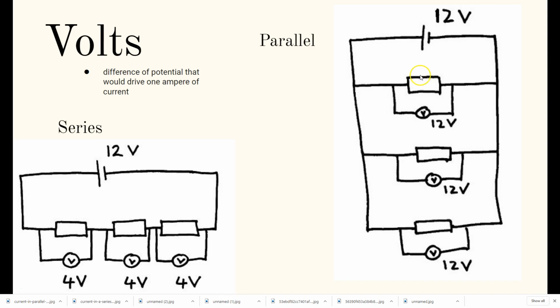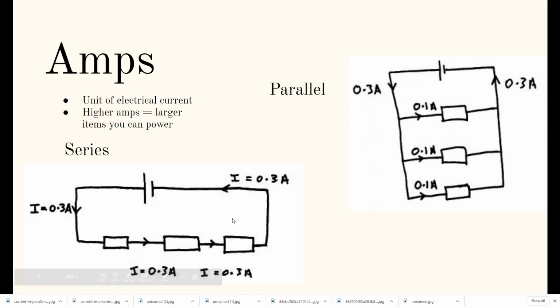Now in parallel, this is where it gets kind of convenient. So maybe I have a whole bunch of 12-volt motors that I need to run. So I could have a 12-volt motor here, 12-volt here, and 12-volt here. And it's all fine because all of that potential is still going where it needs to go. It can all flow correctly. Now in terms of amps, well, an amp is just a unit of electrical current. So higher amps really means you can power larger items, whereas higher volts means you can power more items.